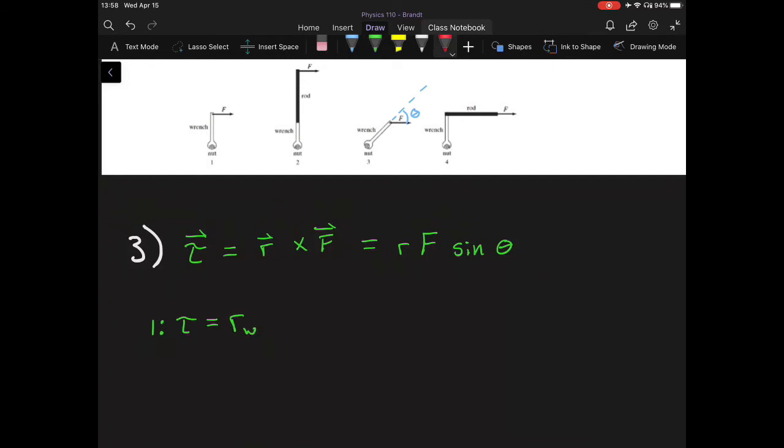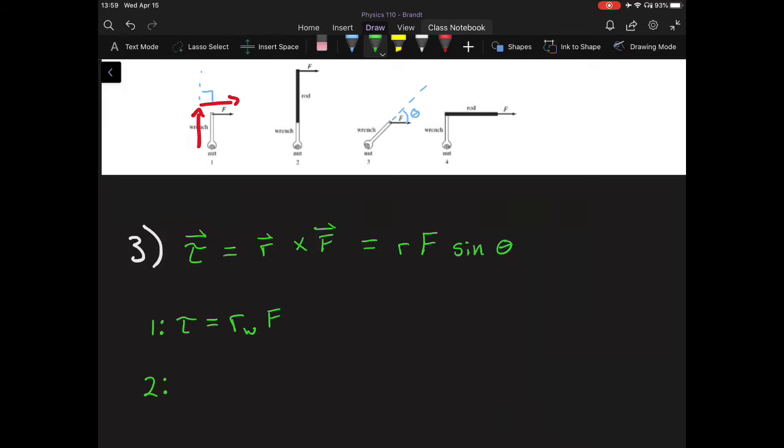So if we just draw that up here, that's the radius, and then we have our force coming off of that, and if we draw the angle between those two, that's going to be 90 degrees. So we have the radius of the wrench times our force times the sine of 90, which is 1. So there's wrench 1.